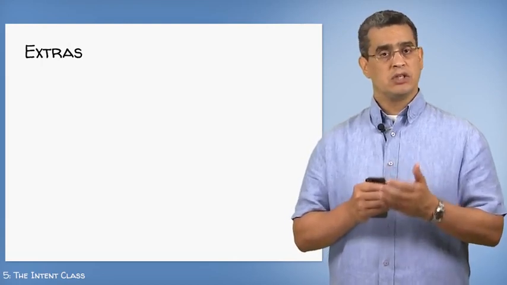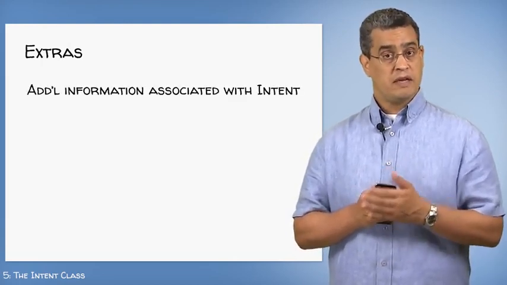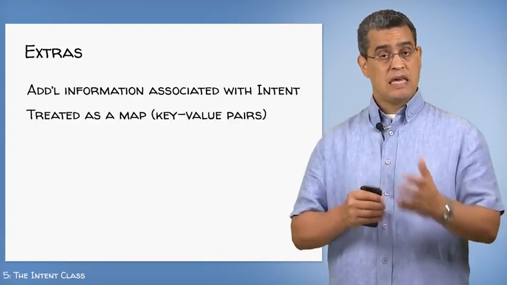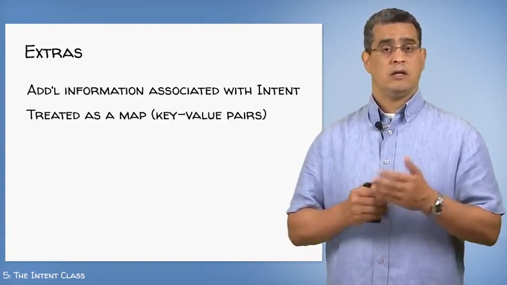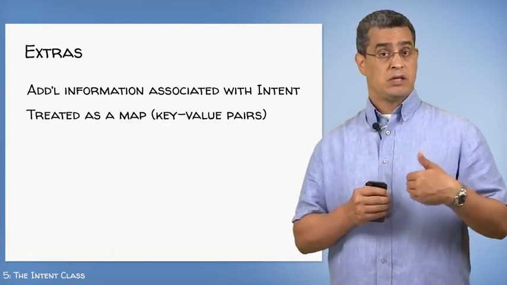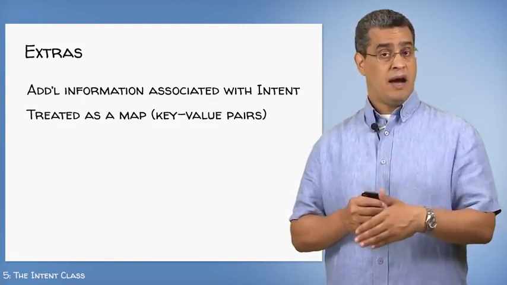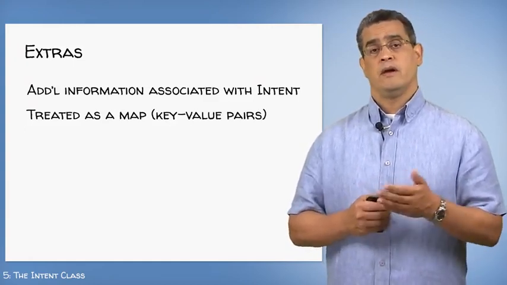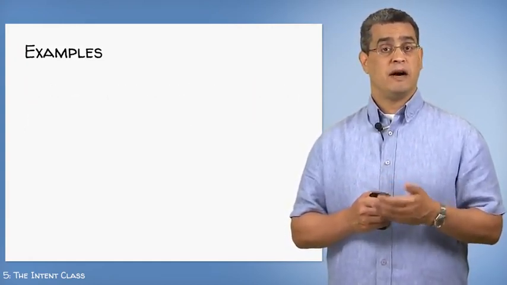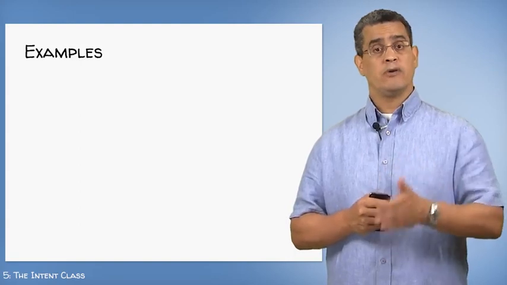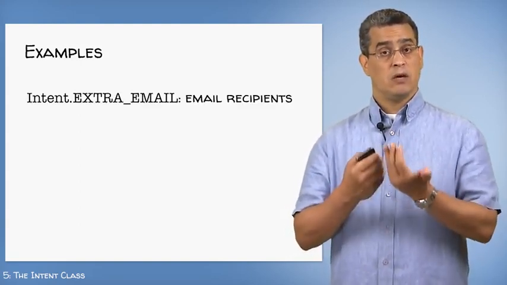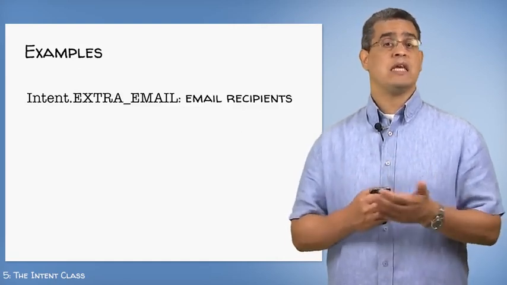Extras store additional information associated with the intent. Now, extras are effectively a map of key value pairs. And so the target activity has to know both the name and the type of any extra data that it intends to use. Now, for example, the intent class defines an extra called EXTRA_EMAIL. And this extra is used to pass a list of recipients when sending email.